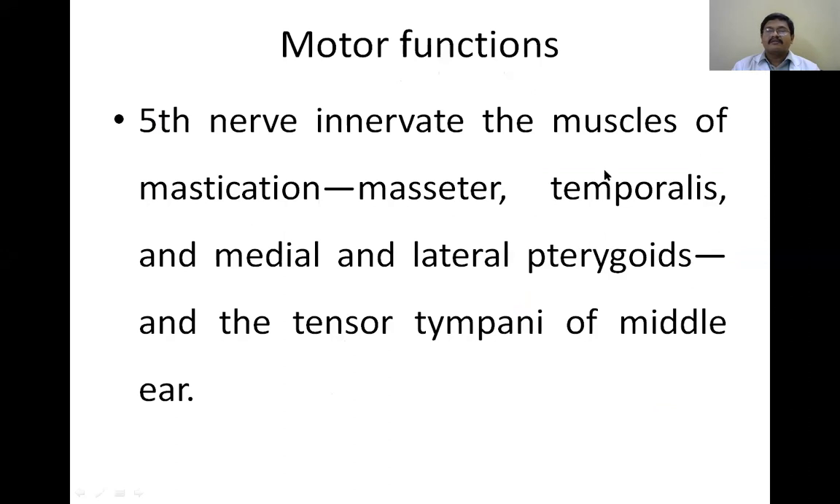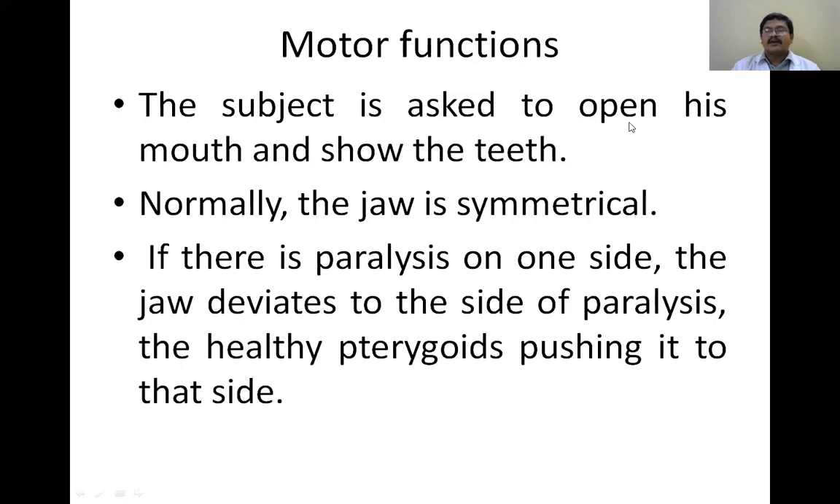The fifth cranial nerve supplies the muscles of mastication: the masseter, temporalis, and the medial and lateral pterygoids, and the tensor tympani of the middle ear also. The subject is asked to open the mouth and show his teeth. Normally the jaw is symmetrical. If there is any paralysis, the jaw deviates to the side of the paralysis because the healthy pterygoids push the jaw to that side.